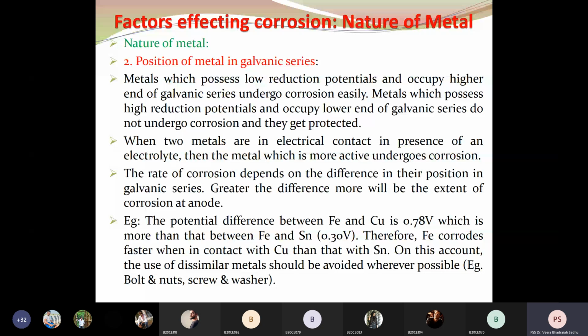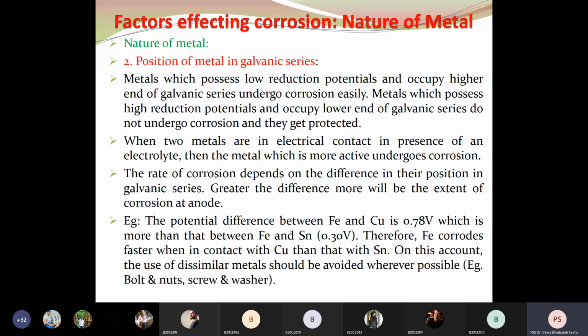and they get protected. For example, in the galvanic series in the previous slides, the top one was magnesium and magnesium alloys, and then copper, zinc, etc. On the bottom, there is platinum and some other noble metals. The noble metals, which are placed at the bottom of the galvanic series, undergo less corrosion. That means they have high reduction potentials. So that is the position of metal in the galvanic series, the second type of the nature of metal which is affecting corrosion.